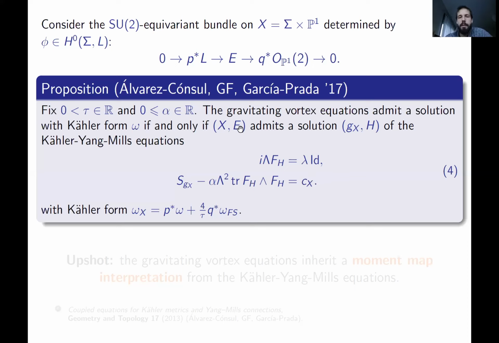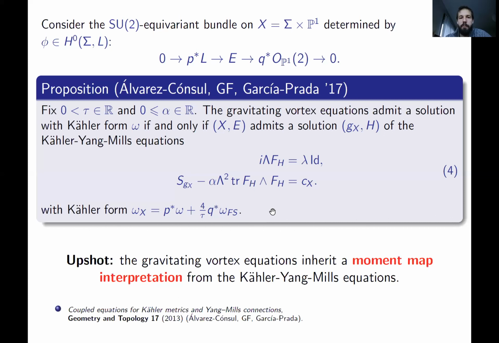And in order to match the gravitating vortex equations with these Kähler Yang-Mills equations, one needs to take a careful choice of Kähler form. It's not for any Kähler form, but one needs to take the one that Garcia Prada took, which is the pullback of omega, where omega is the Kähler metric on the Riemann surface, plus this combination, 4 over tau, of the pullback of the Fubini-Study metric on P1. So this is the idea. If you are interested in the Kähler Yang-Mills equations, that's great. If not, let me tell you that you obtain some important information for the gravitating vortex equations out of this proposition, which is the following.